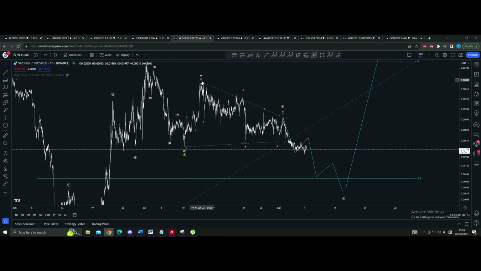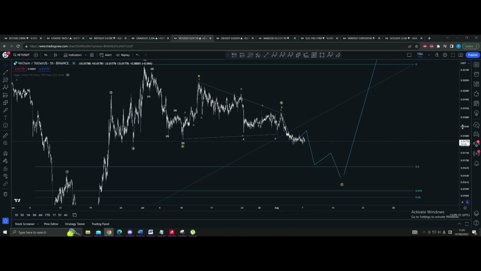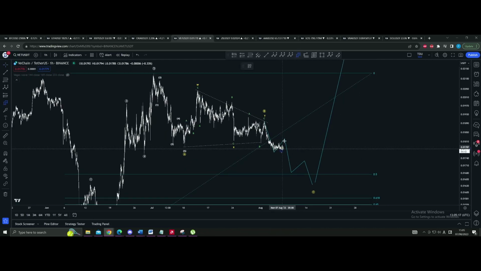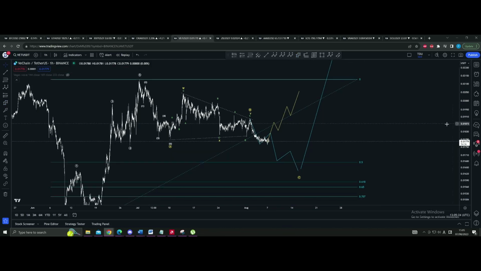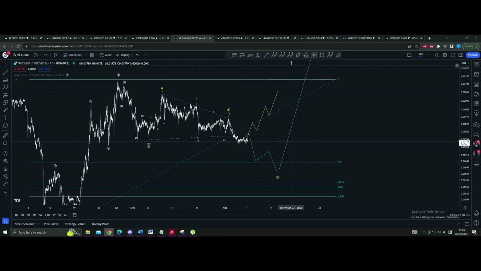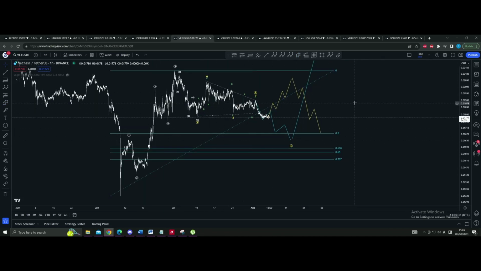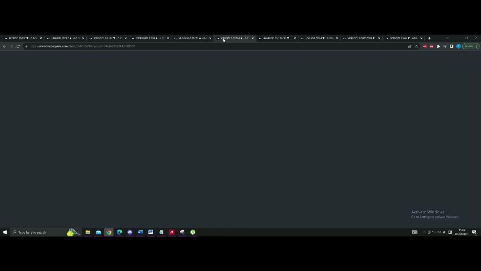So ABCW, ABCX, and then flat or WXY sideways combo that looks more like a triangle. In case it does something like this, well, then you can consider that this is an ABC flat, and we need another 5 to come. At this rate, it's maybe too much, but it is what it is. Same thing with ZIL.